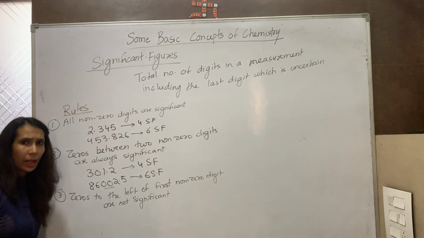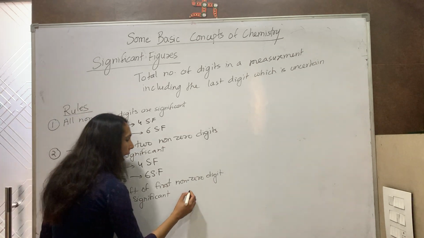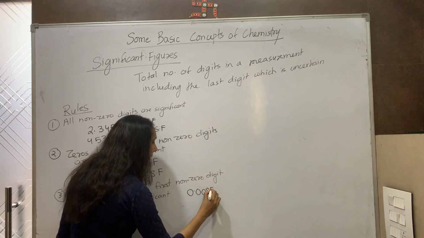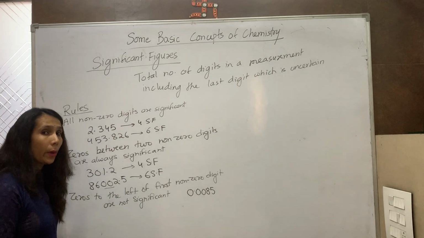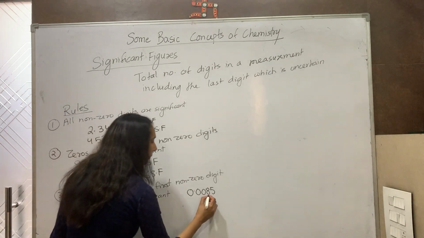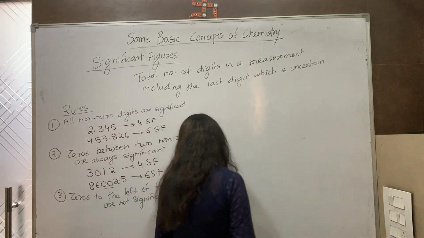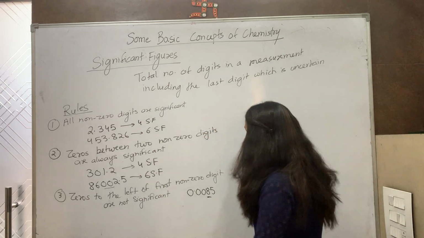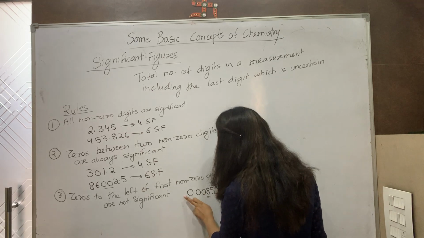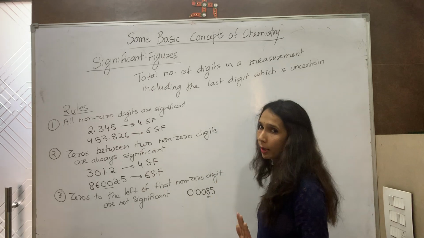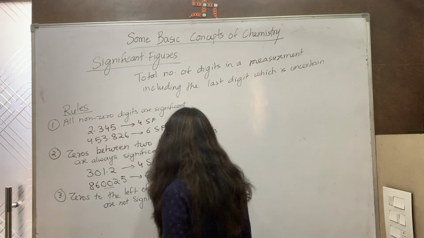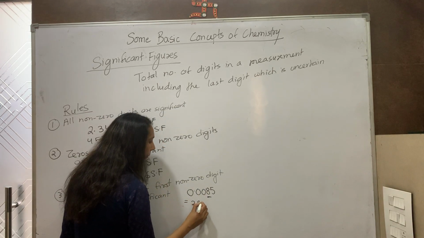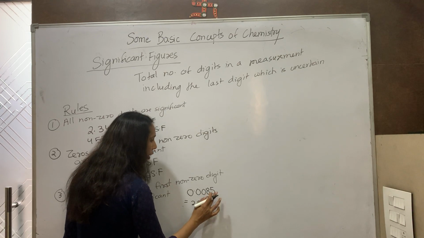Now, what do we mean by it? Let us take an example. I write 0.0085, which is the first non-zero digit, 8. And all these zeros are to the left of this, left side. So zeros which are to the left of first non-zero digit are not significant. The number of significant figures in it are 2.